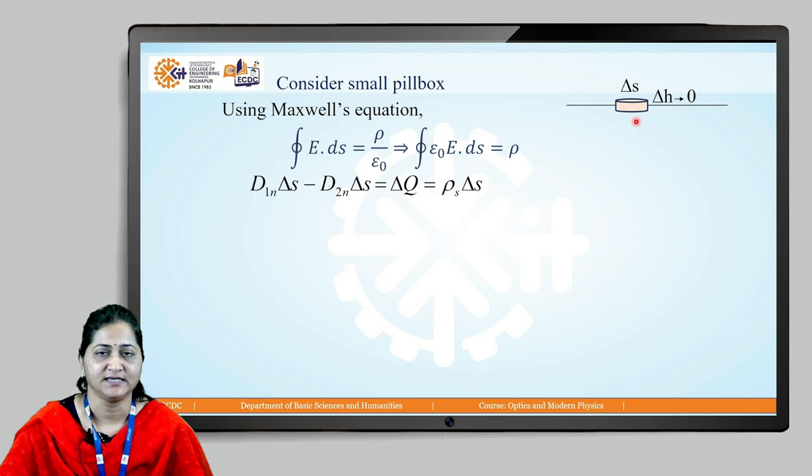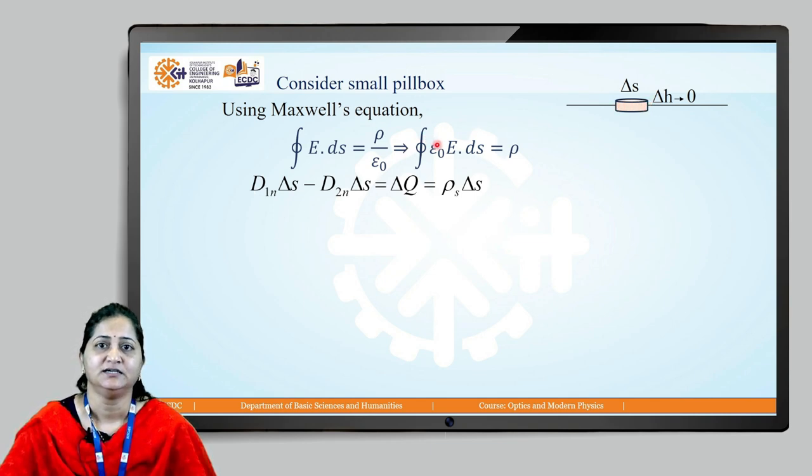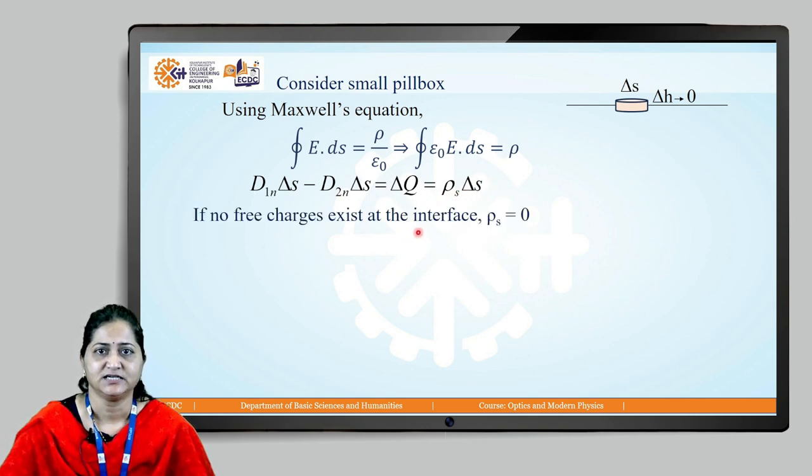For this particular pill box case, we can consider the displacement field in the first medium as D1 and the displacement field in the second medium as D2. As we know, since the height of this pill box is very very small, it passes only the normal component through it, and the tangential component will not be supported by this structure. And hence, for this equation, integration D dot dS is equal to zero, we have to write only the normal component. So D1n into delta S minus D2n into delta S is equal to rho s delta S, which will be zero, since free charges are not available at the surface, and that becomes D1n delta S minus D2n delta S equal to zero, and thus it gives us D1n equal to D2n.